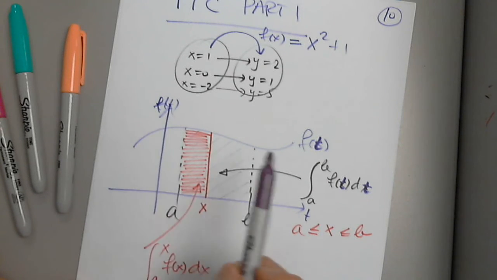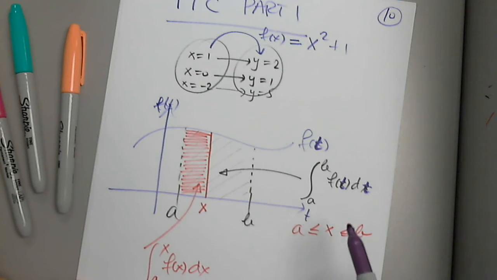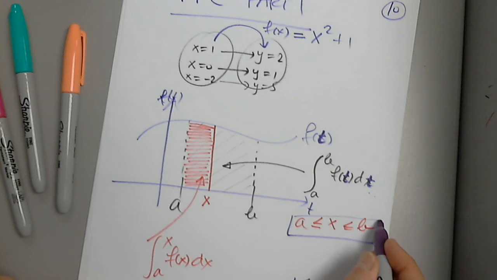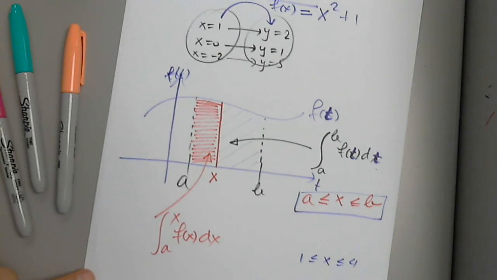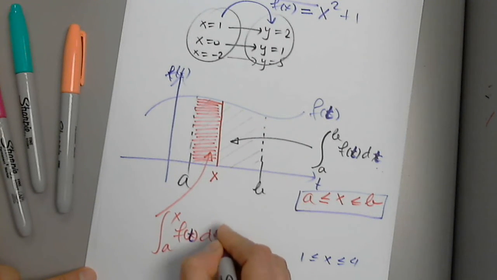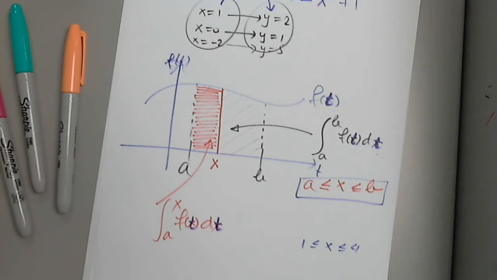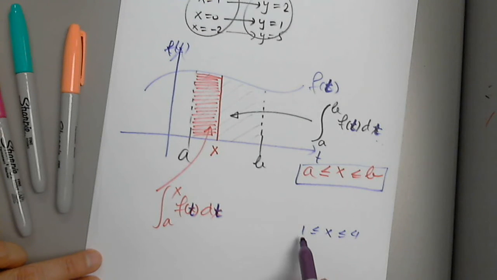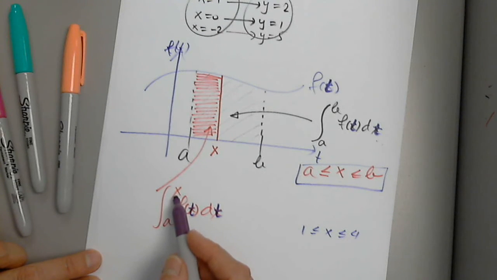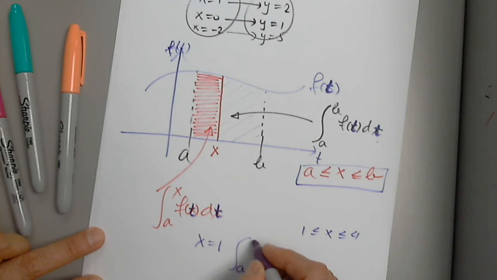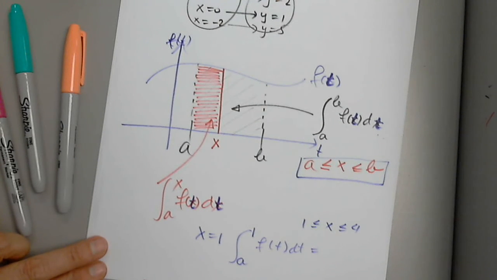So this is f of t. This is the function f of t. This is the integral from a to b of f of t dt. X is correct. Everything is fine. X is between a and b. But this is f of t dt. And now finally my question. Let's say when x is 1. What will the integral from a to 1 of f of t dt be?